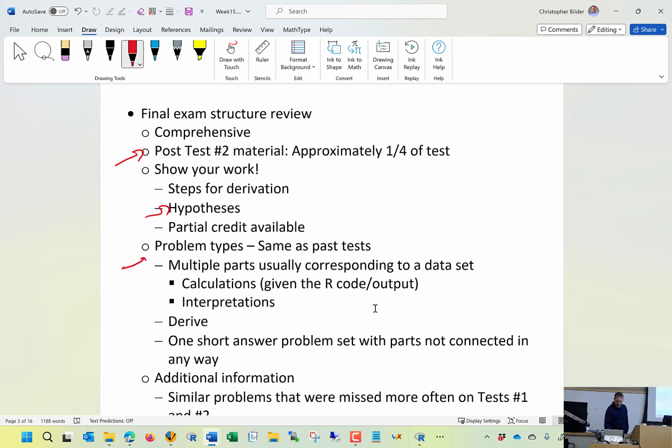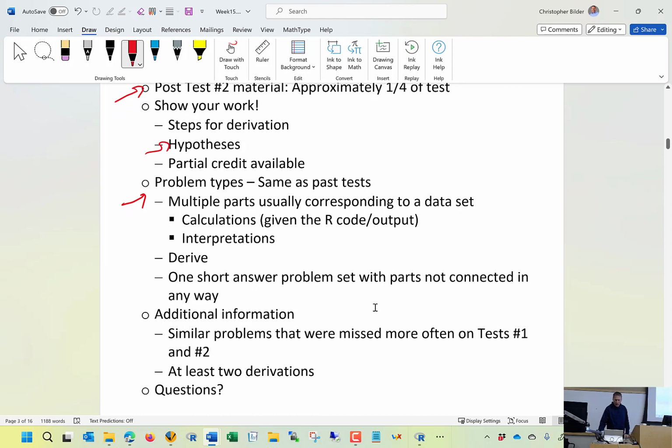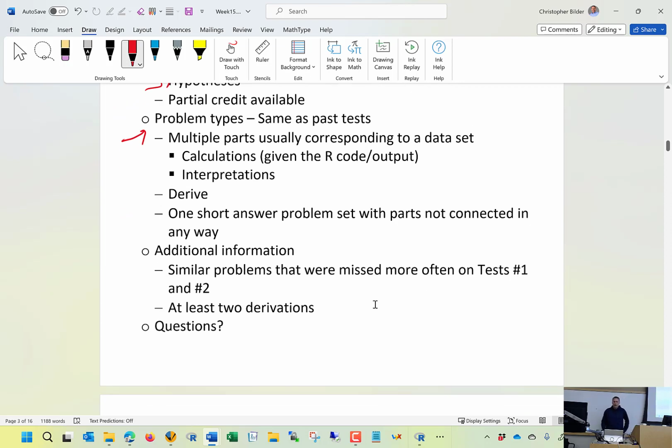The problem types, despite the small format change, are still the same as before, where I might have a data set, and normally you would go to R and write a little bit of code, get some output. I've essentially done that for you. Now that you've got that output, you need to use it to answer some questions. And then you might also have to interpret the corresponding stuff that you get.